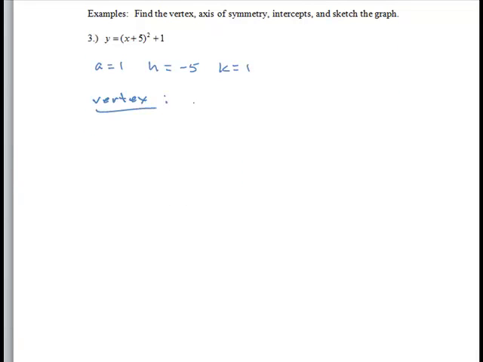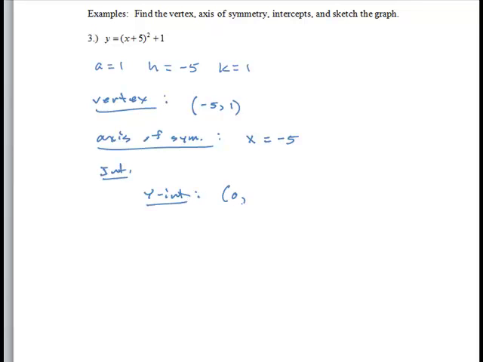So pretty easy to find the vertex for an equation in this form, simply the point (h, k), so the point (-5, 1), which also then basically gives us the axis of symmetry, the vertical line x equals -5. Find the intercepts. Well, once again, we know there's going to be exactly one y-intercept. The y-intercept is where x is equal to 0, so y is equal to (0 + 5) squared plus 1. Simplify. 5 squared is 25, plus 1 gives us 26.